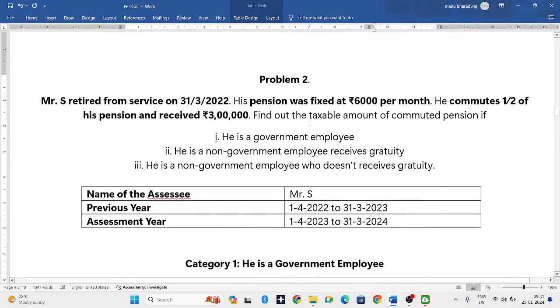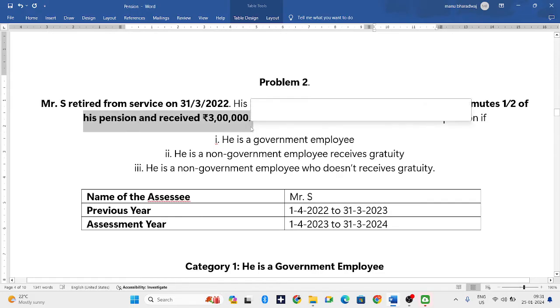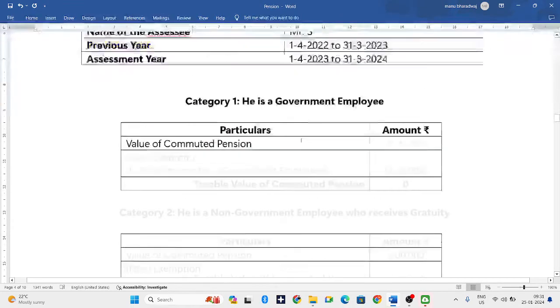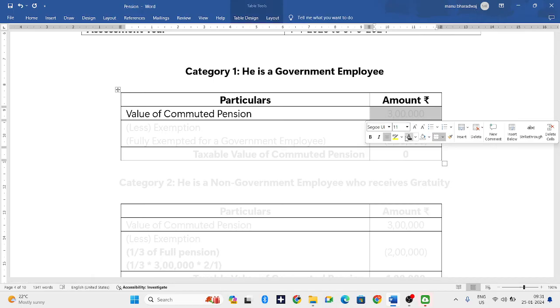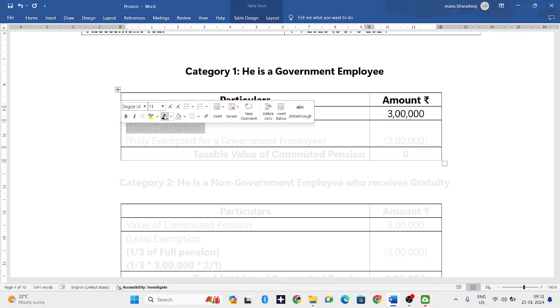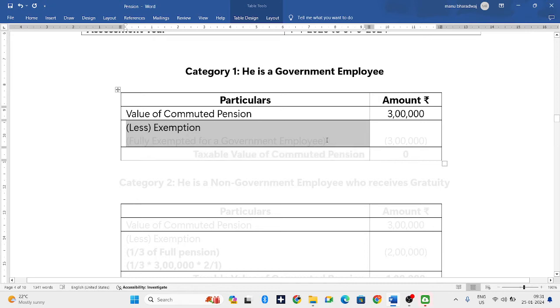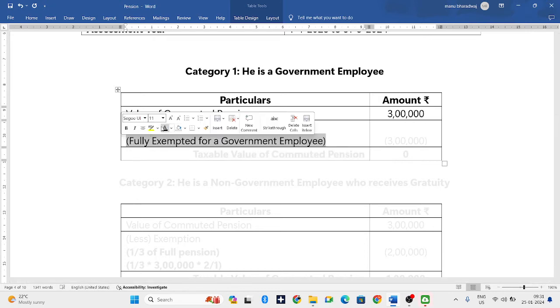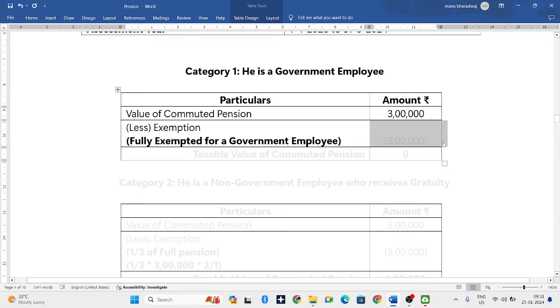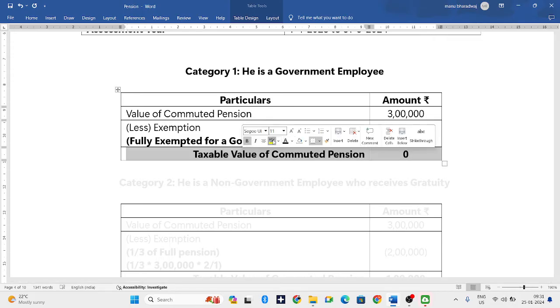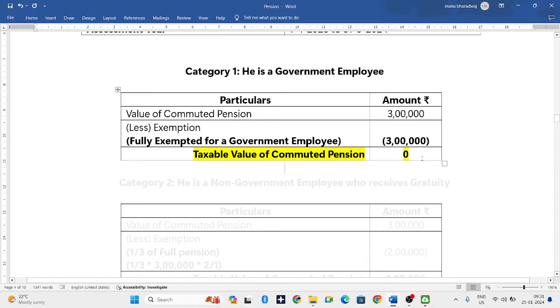In the question they have given the value of commuted pension is 3 lakh rupees. So that 3 lakh rupees I'll write in the amount column. Less exemption. So we all know that as he is a government employee, completely he'll have the exemption for commuted pension. So 3 lakh minus 3 lakh will be 0, and that 0 will be the taxable value of commuted pension.